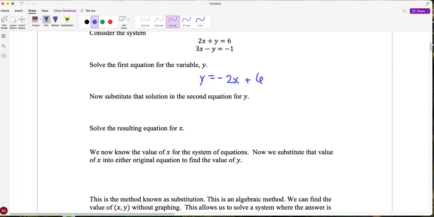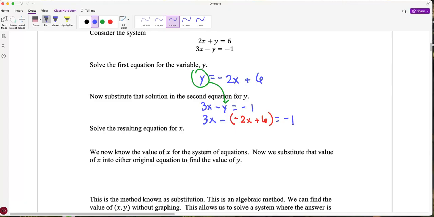Now the second equation is 3x minus y equals negative 1. What we're going to do is take this value of y and plug it into the second equation. So I'm going to get 3x minus, and then I know from the first equation that y is negative 2x plus 6, and that has to equal negative 1. This is called the substitution method because I'm substituting from one equation into the other.